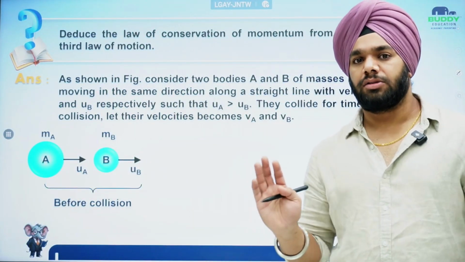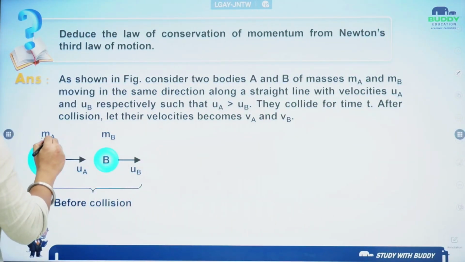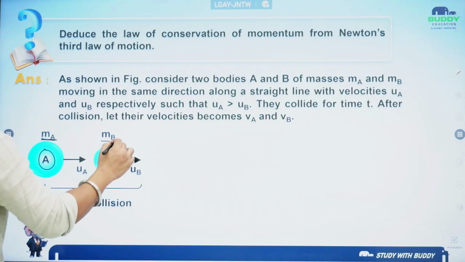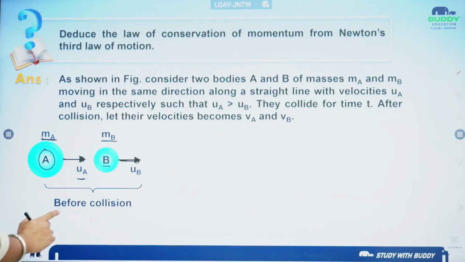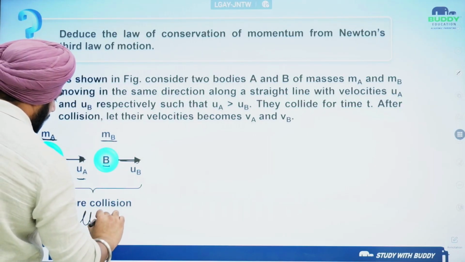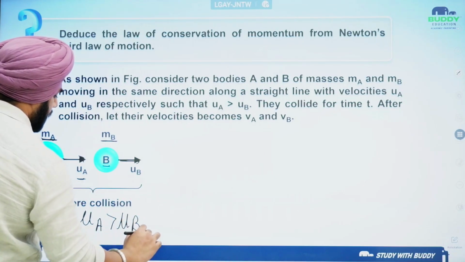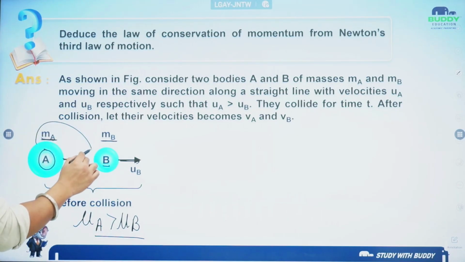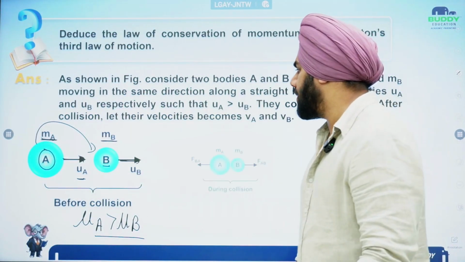So just think that I have object A whose mass is ma, and another object B whose mass is mb, moving with velocity ua and velocity ub. So ua and ub are the initial velocities of A and B, where it is very important that ua will be greater than ub. Then only will it be able to approach. Otherwise, body A won't approach the B one, right? So ua has to be greater than ub.